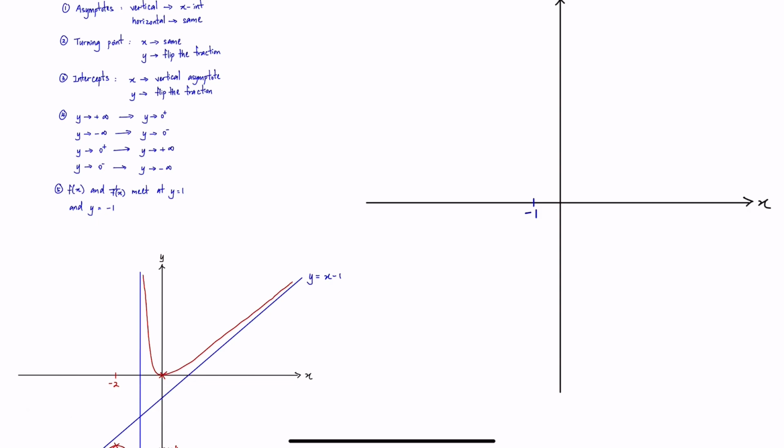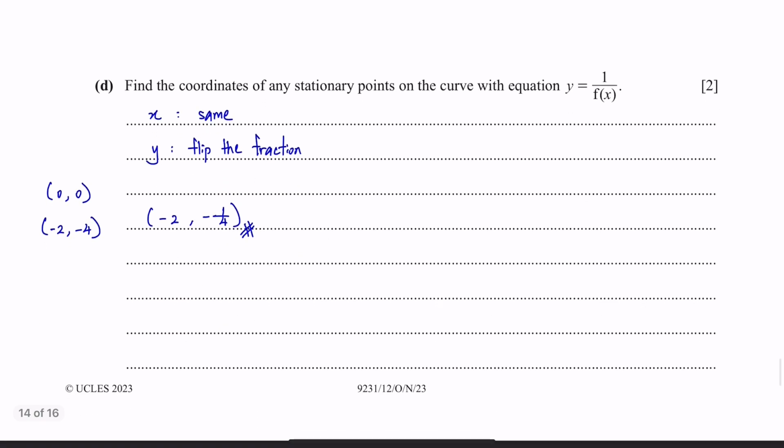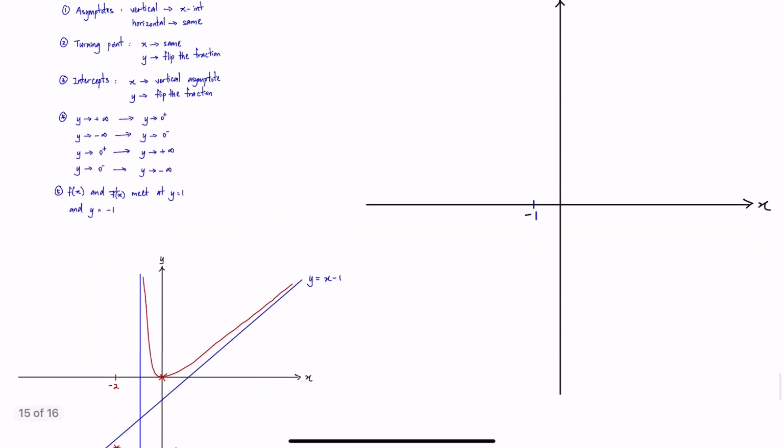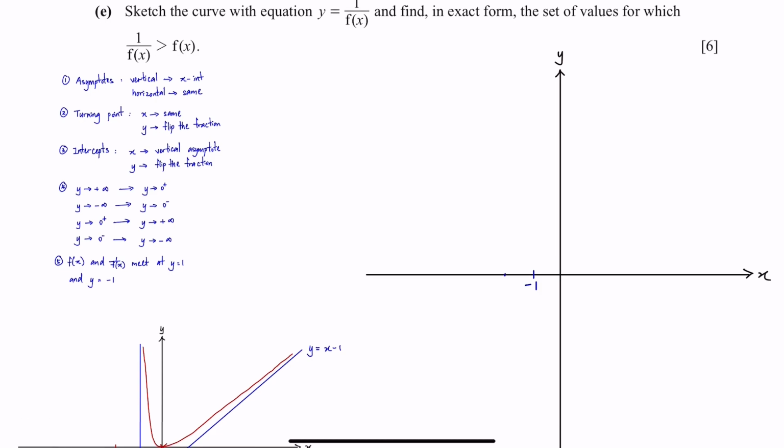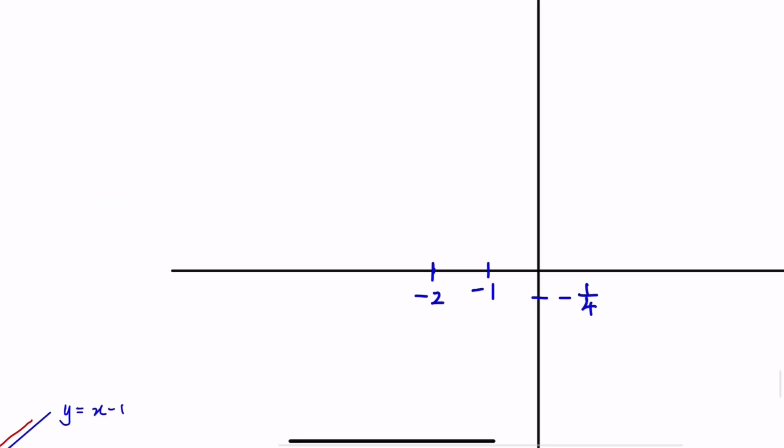For the turning point, the x-coordinate is the same, and for the y-coordinate, we just flip the fraction. And from the previous part, we know that this is the turning point of the new graph. So we have -2, -1/4. This would be the turning point.